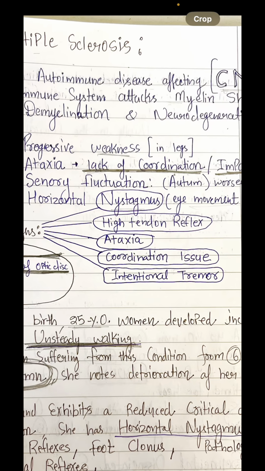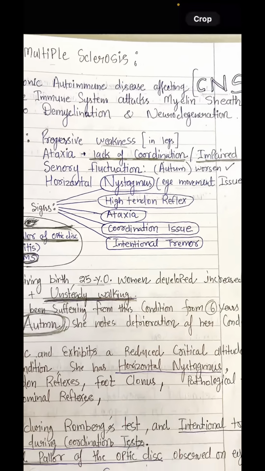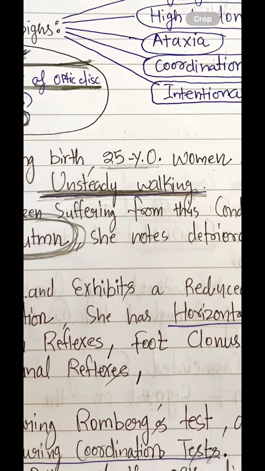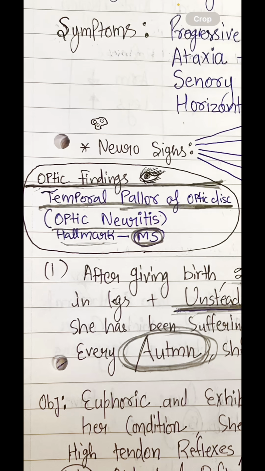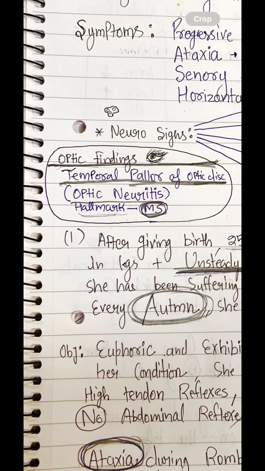Now the sensory reflex is not coming to the legs, so the person will feel a lack of coordination and impaired balance, which is given in the question also. The patient is walking unsteadily. Optic findings are some of the hallmark findings: temporal pallor of the optic disc, optic neuritis. Since the neural supply of the eye muscles is very small, even a mild problem with the CNS becomes very severe for the eye or optic system.